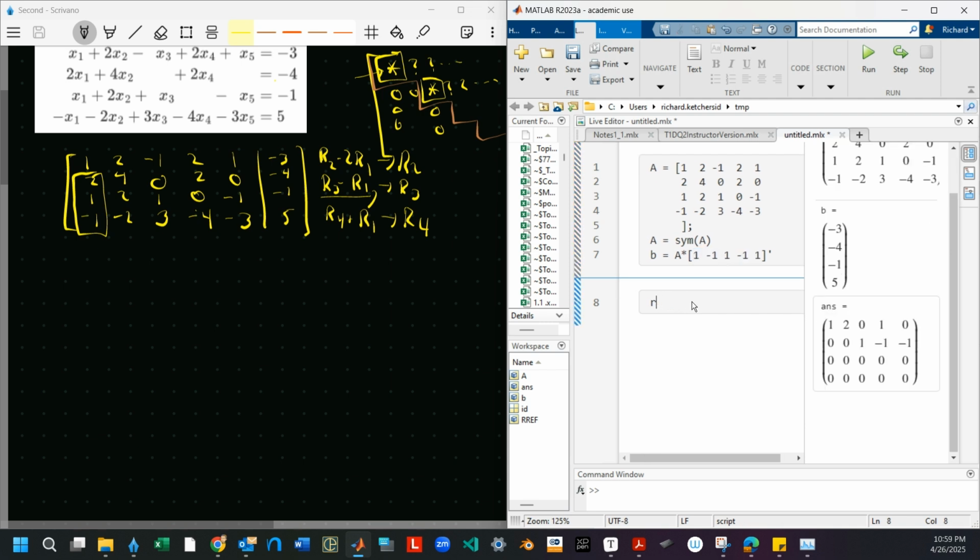Let's see, we don't need the reduced row echelon form now. Just to make it clear, to make the augmented matrix, maybe I'll call that one B, I can just write equal to A, which is my matrix, and then I want to add in another column, so I can just put a space and put B there, right? And then when I hit that, I get my augmented matrix here, with the extra column there.